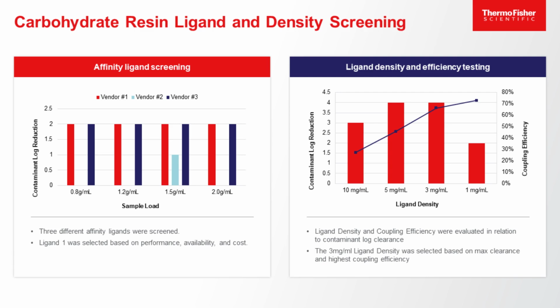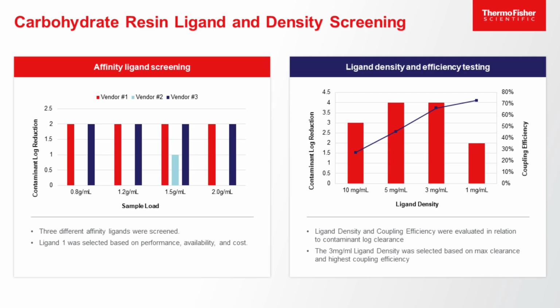So if you take a look to the left-hand picture here, the first thing we started off with was, of course, affinity ligand screening. Although the customer had an affinity ligand, we as well checked 2 other vendors for that specific affinity ligand. And 3 of them were actually screened. And ligand 1 was selected based on performance, but as well on availability and cost. As you can see, ligand 2 actually performed less in terms of, in this case, contaminant log reduction, but ligand 1 as well was, from an availability and cost-wise, the most attractive one.